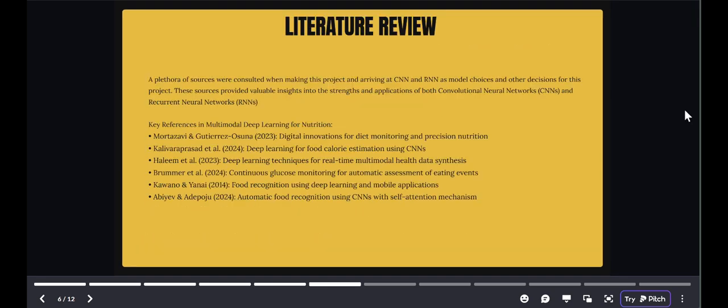Literature review. A plethora of sources were consulted when making this project and arriving at CNN and RNN as model choices and other decisions for this project. These sources also provided valuable insights into the strengths and applications of both convolutional networks and recurrent neural networks. Here are some of the key references for the multimodal deep learning approach.